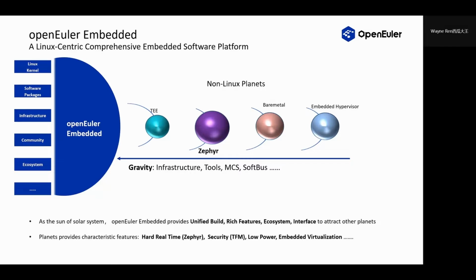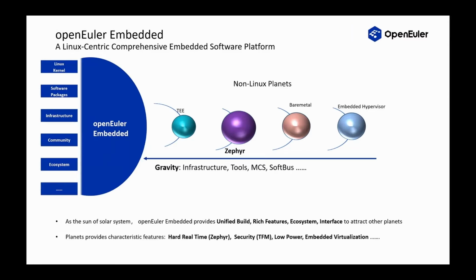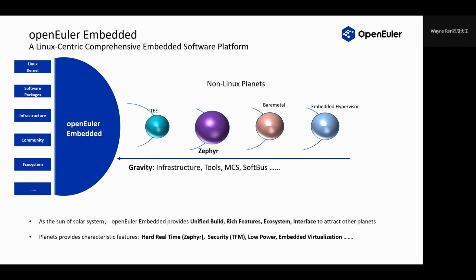As we know, on one hand, Linux is more and more popular in embedded systems, especially as embedded systems become more complex, more connected, and smarter. On the other hand, Linux is not the only one in embedded systems. It can't meet all requirements like real-time, safety, and low power, which is the field of RTOS, even bare metal. Therefore, we define openEuler Embedded as a Linux-centric, comprehensive embedded software platform. Linux is important and necessary, but not everything.